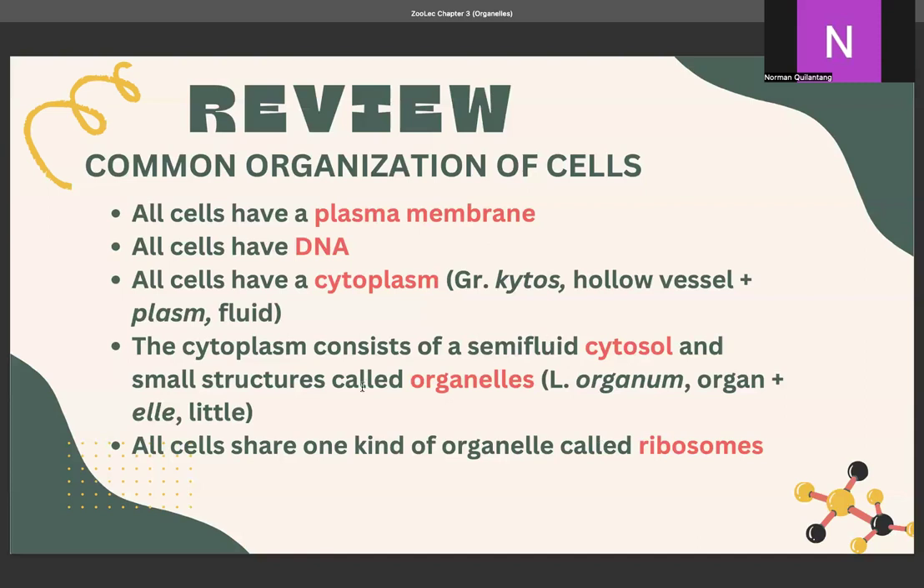Then all cells share one kind of organelle called the ribosomes. Whether it's a bacterial cell, a fungal cell, an animal cell, or a plant cell, all cells found on the planet contain ribosomes. Ribosomes are important parts of the cell because they are mainly involved in the synthesis of proteins.